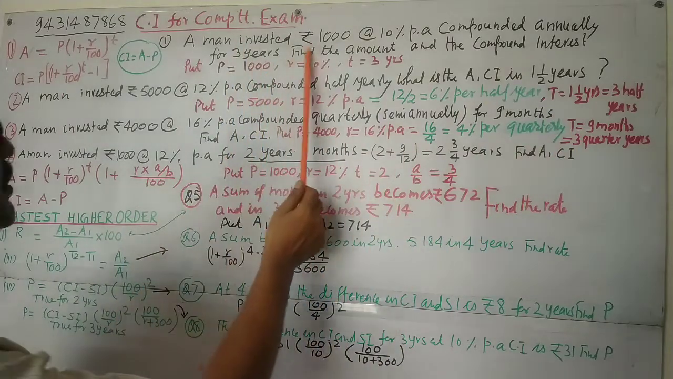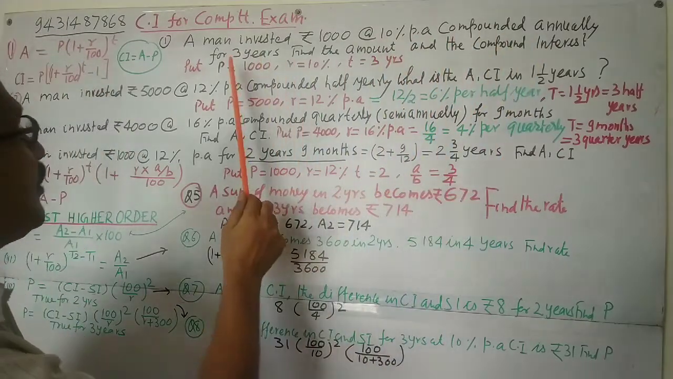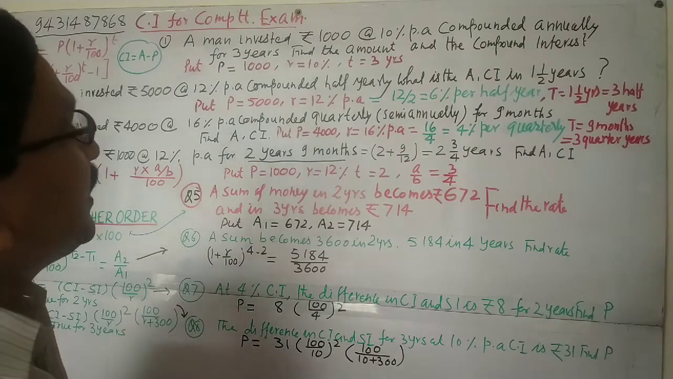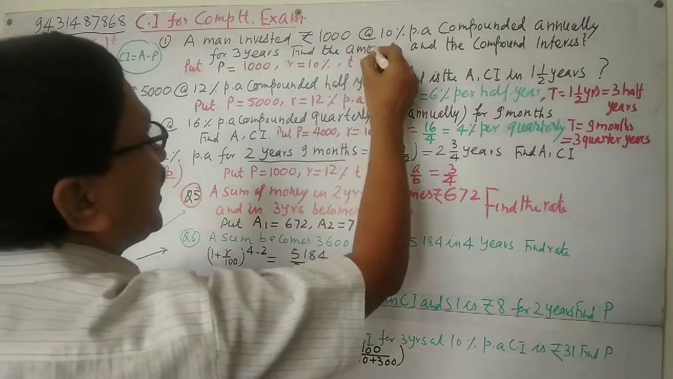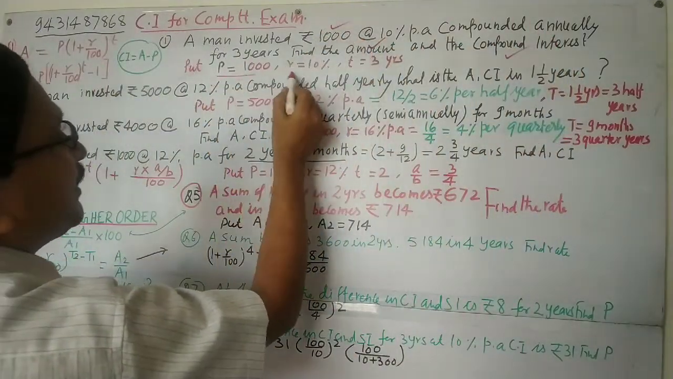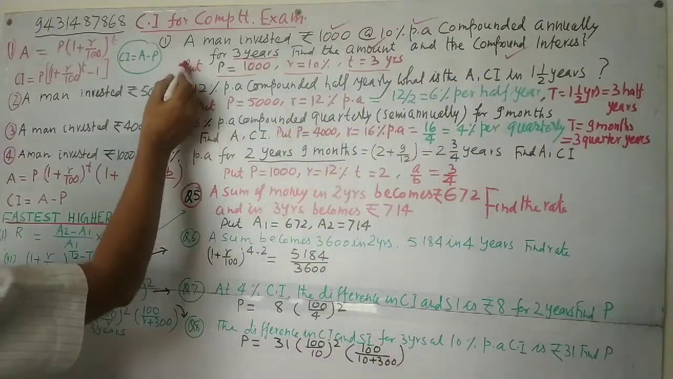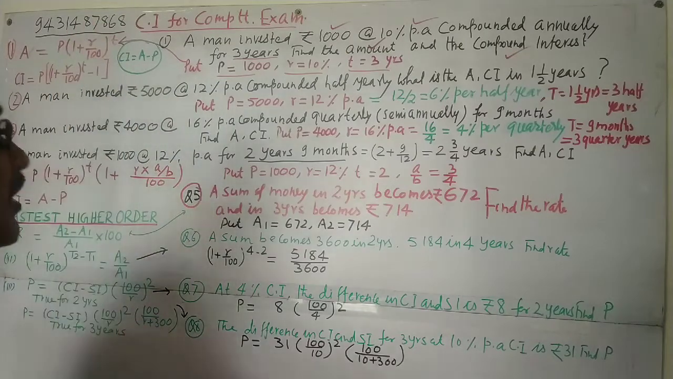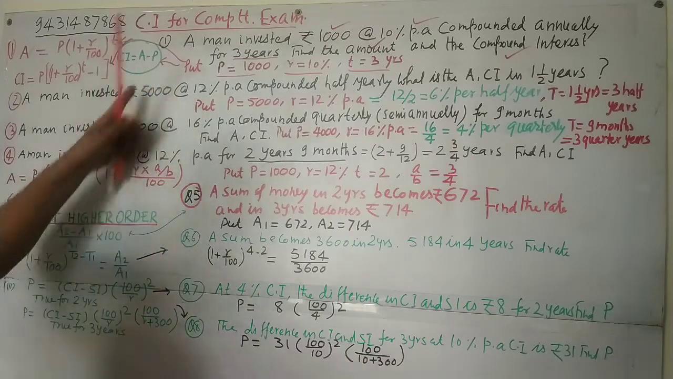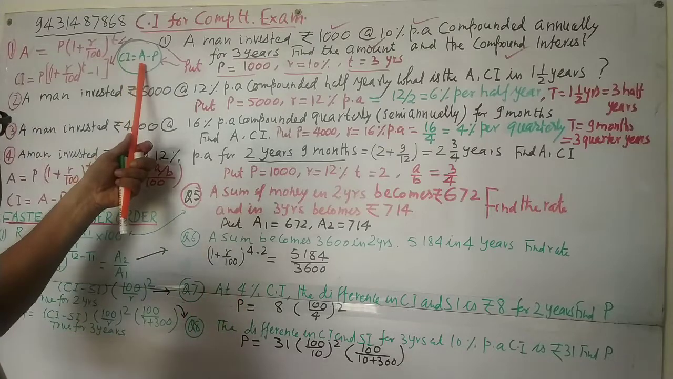So this is the first question. A man invested this much rupees at 10% per annum compounded annually for 3 years. Then find the amount and find the compound interest. It is given: principal 1000 rupees, rate 10%, and time is 3 years. Simply put in this formula and get the answer of amount. Put in this formula and get the answer of compound interest, or you can do it from this. This will give the fast answer of compound interest. So you can use this in place of this.